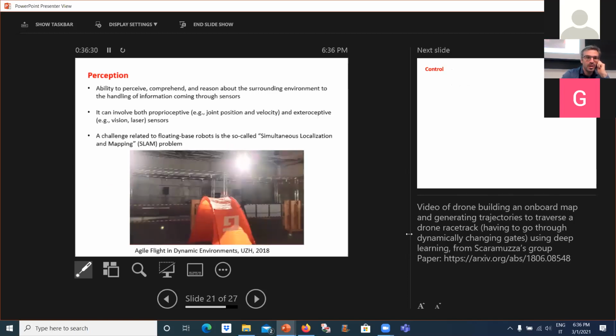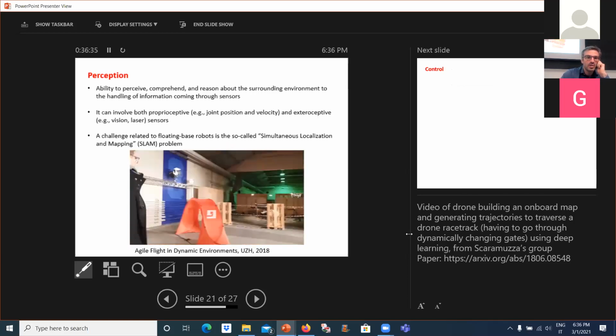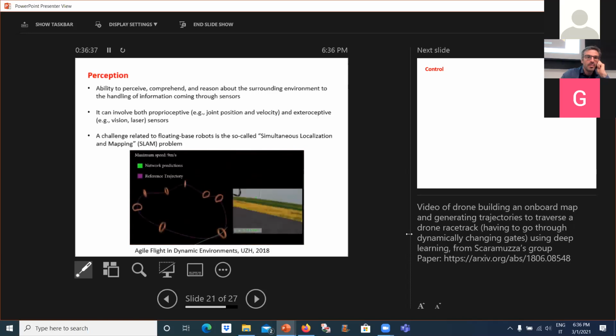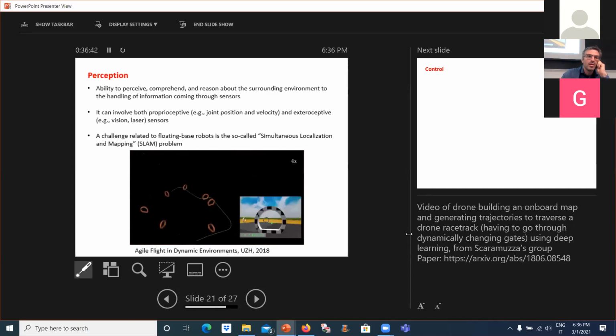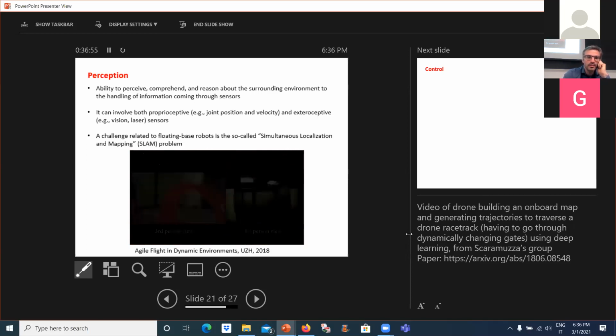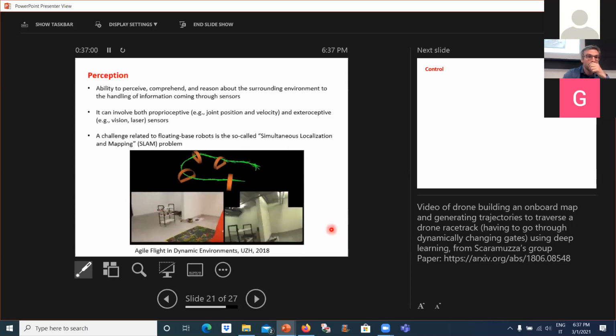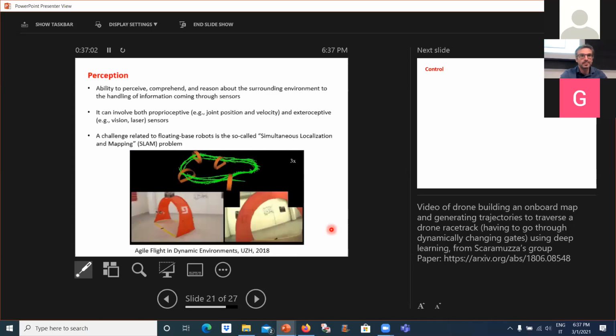And here you see, for example, a video of a drone that needs to do simultaneous localization and mapping, and is building the map in real time. According to this understanding, it needs to be able to move and steer to enter inside these holes. This is a competition that is done worldwide.